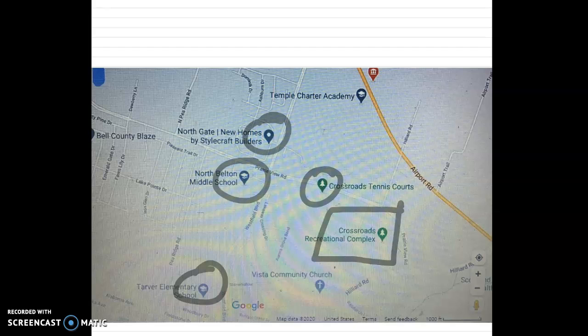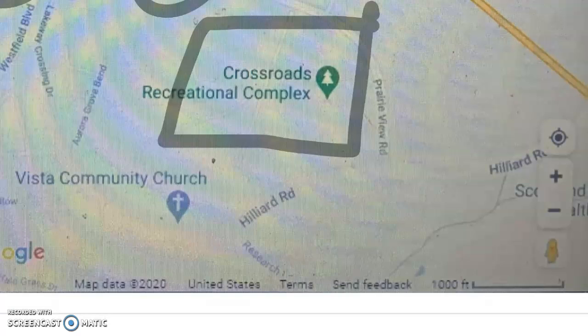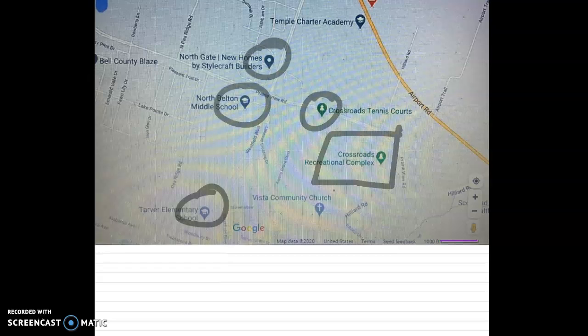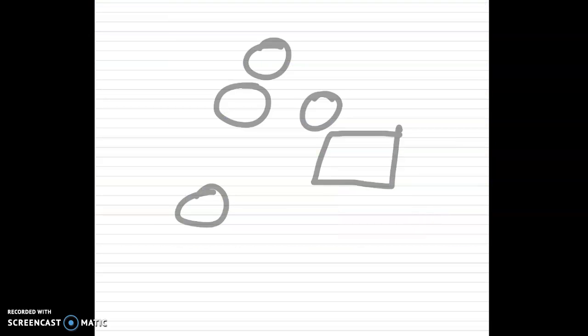I want you to look at the bottom right. That is the scale factor. So that distance right there equals 1,000 feet. Okay, I'm going to see if I can. There we go. So that is 1,000 feet right there. So we could use that to measure somewhat how far things are.